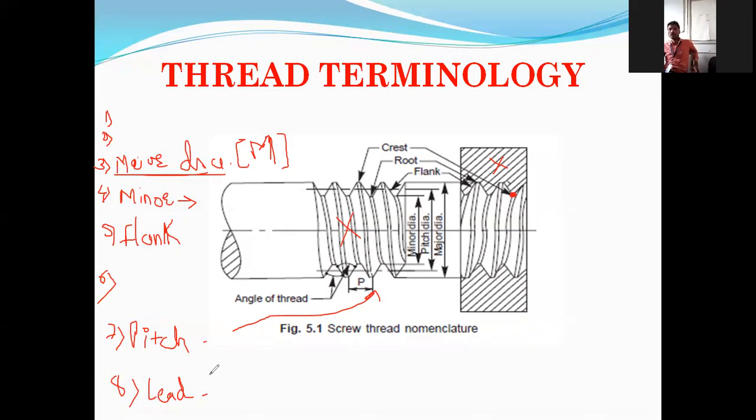Likewise, what is pitch? Pitch is a horizontal distance, a distance measured parallel to the axis of the nut or bolt. So the distance measured between two consecutive similar points, measured along or parallel to the axis of the nut and bolt, is called pitch. Here it is shown by P.